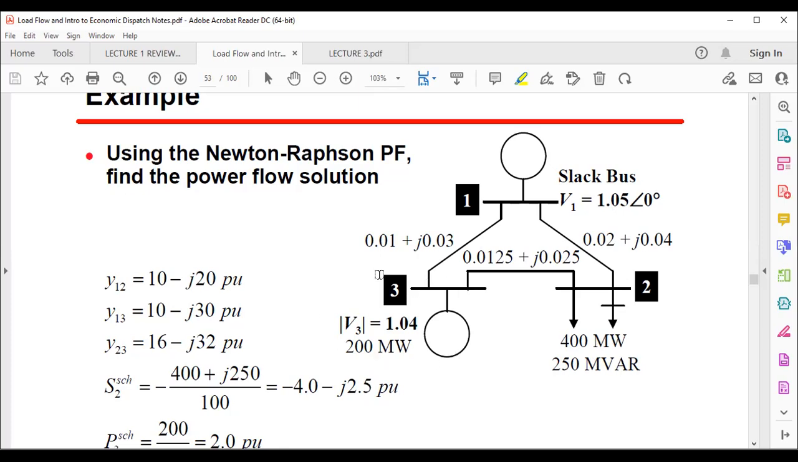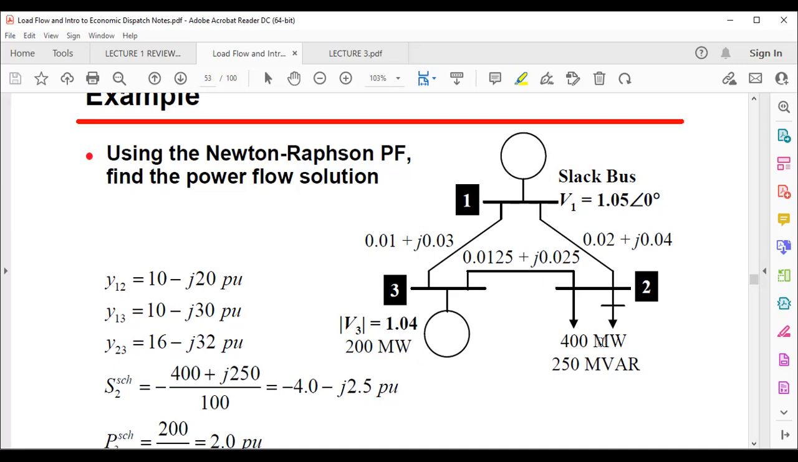Then bus 3 is what we call a voltage regulated bus, or sometimes also known as a generator bus. It doesn't have to be a generator; it could also be a reactive power regulator or a compensator, where we know the voltage. For this case, it's a generator bus. So we know the voltage and we know the injected active power. In this case, we don't know the phase angle of the voltage and we don't know the reactive power. So that's what we need to calculate.